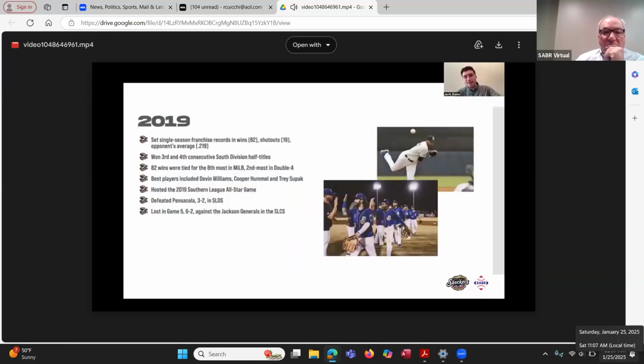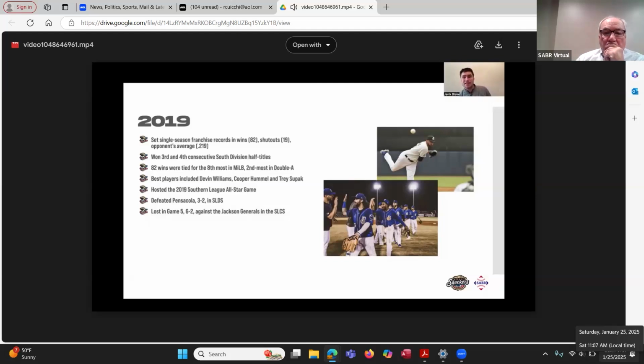Because you hit 2019, look at those numbers: 82 wins, 19 shutouts. Opponents scored just 219 off the Shuckers. They won the first half title and the second half title. That means between 2018 and 2019, with the half system, which usually ends up with 2 different teams winning a first half title and a second half title, the Biloxi Shuckers finished in first place for 4 consecutive halves. There was nobody better than the Shuckers. First half, second half, overall, in either 2018 or 2019. They won 82 games in 2019. That was tied for the 8th most in minor league baseball and the 2nd most at the Double-A level. The 82 wins were also a franchise record.